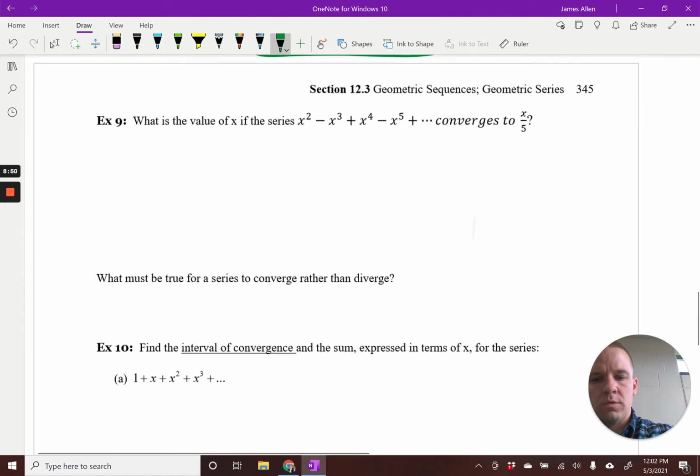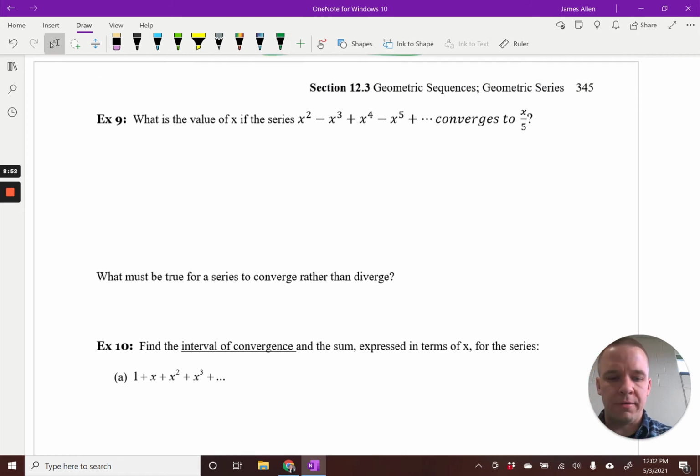Okay. Well, these look rather interesting. All right, so this next one looks a little bit terrifying, yes? What is the value of x if the series x squared minus x cubed plus x to the 4th minus x to the 5th plus ... converges to x over 5? Now, when reading that, you might be like it goes to x over 5? No. The last term is not going to be x over 5.